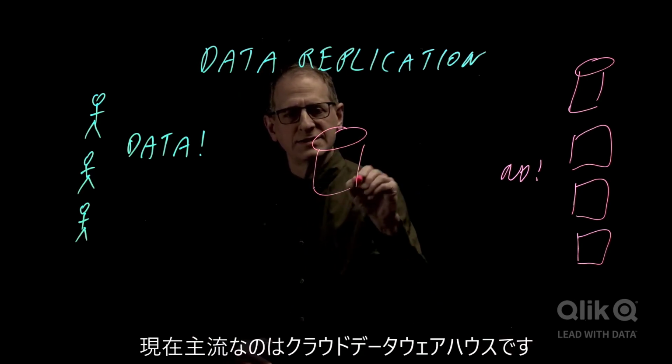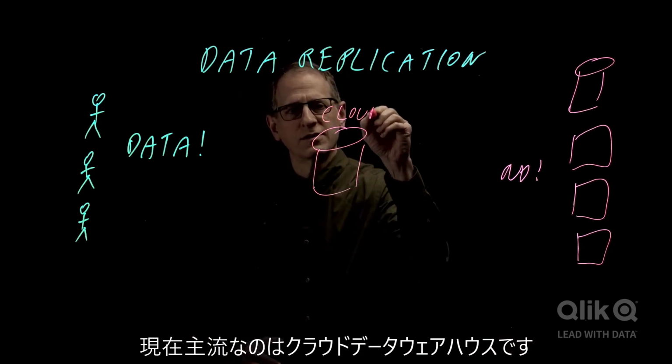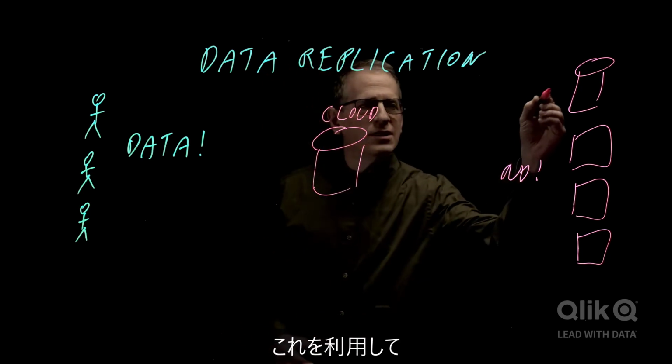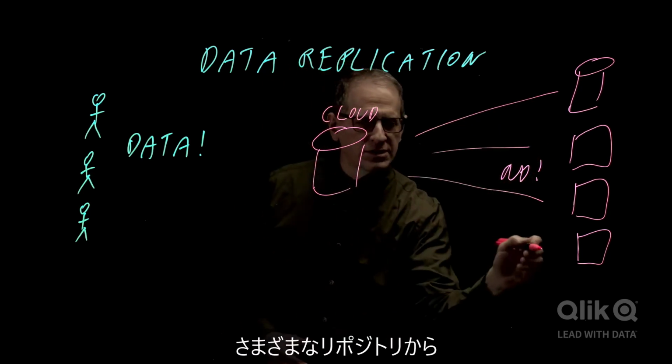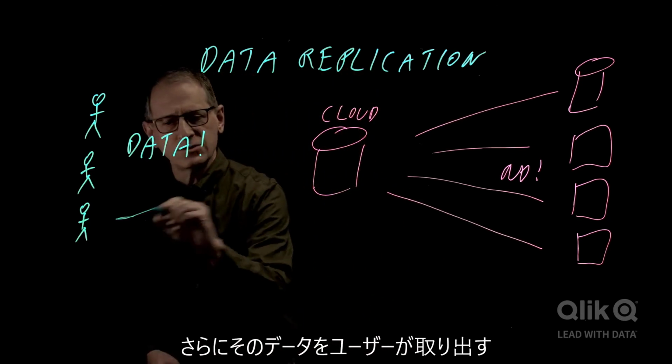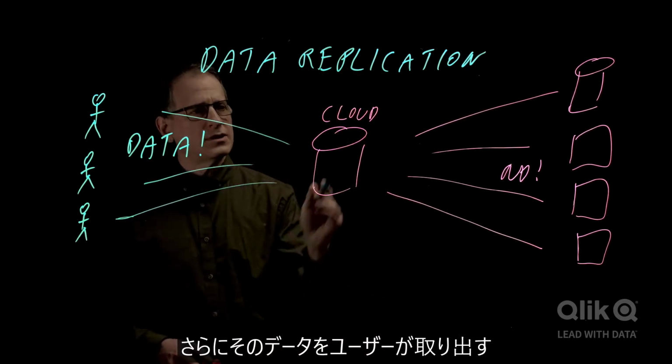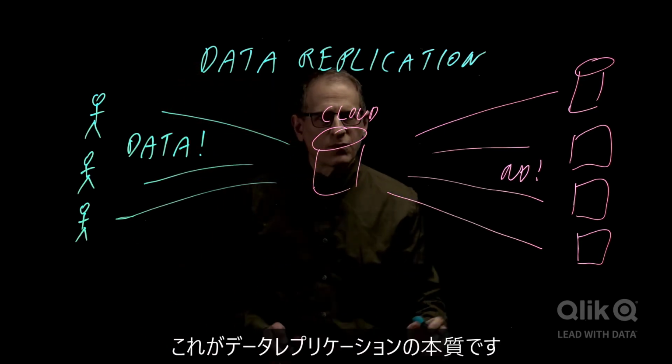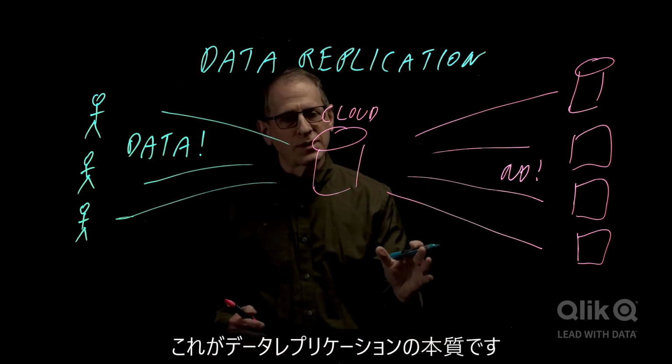And typically these days it's a cloud data warehouse. And so what happens is you pull the data from all these different repositories into this cloud data warehouse. And then these users are pulling the data from there. So that's in essence what we're talking about in data replication.